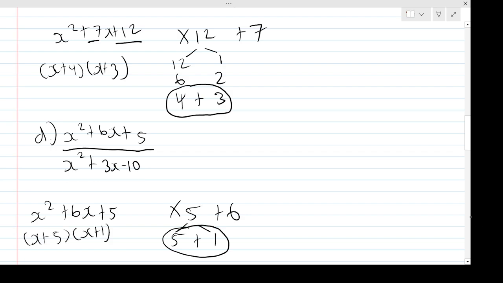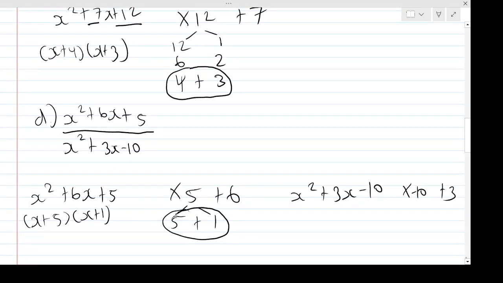We need to factorise the bottom quadratic, x squared add 3x minus 10. I need two numbers that times to get minus 10 and add to get positive 3. So again, I'm going to consider the factors of 10. I'm not going to worry about the negatives with this. 10 will be 10 and 1, firstly. Does that add or take away to get 3 in any way? No, either 9 or 11. What about 5 and 2 then? Yes, because I can spot 5 take away 2 will get me 3.